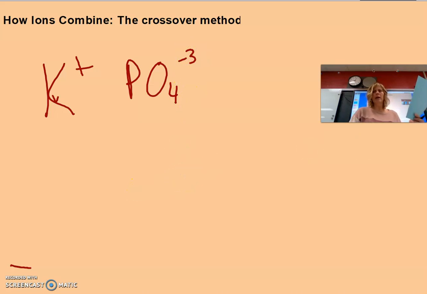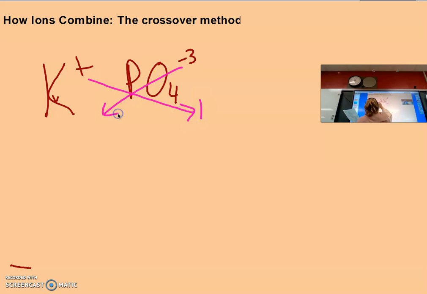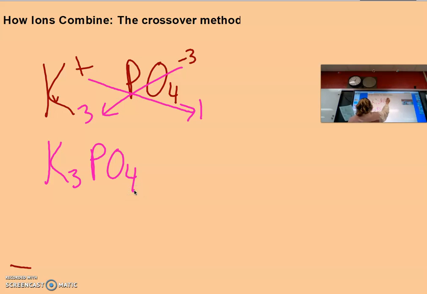So how would this combine? Well, I'm going to use my crossover method. So this is going to be a 1, this is going to be a 3. So my final formula is K3PO4, and this charge goes away, right? This becomes the subscript over here, and then this goes away. So K3PO4, final answer. Do not try to put any parentheses. We don't need any. We only have one of those PO4 ions. So that's the way we would write that.